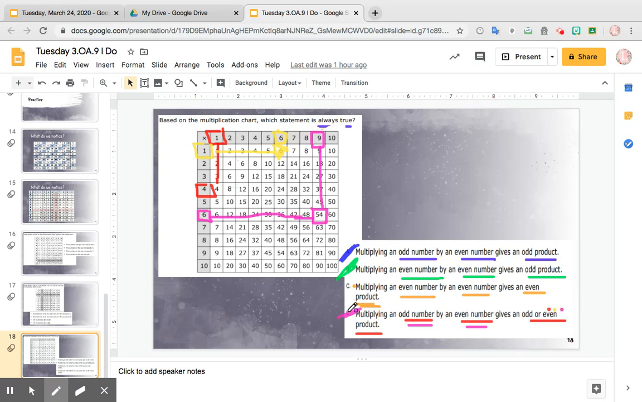So D does not work. When I multiply an odd number by an even number, I get an even product. So D is not working because it's saying it could either give me an odd or an even. Well, that's going to be untrue because it does not give me an odd. So my answer is in fact C. When I multiply an even number by an even number, it does give me an even product. So C is my answer.